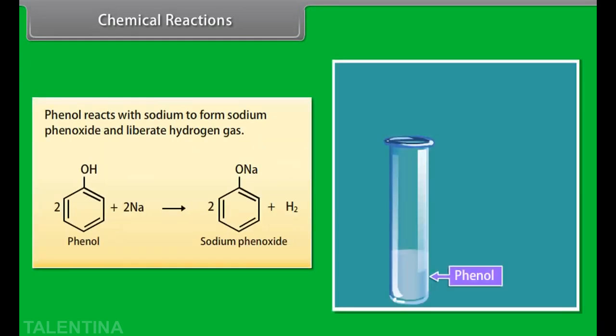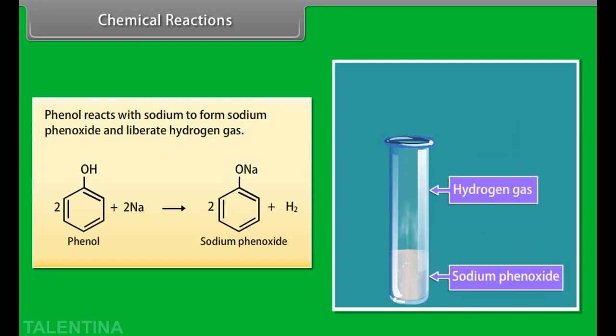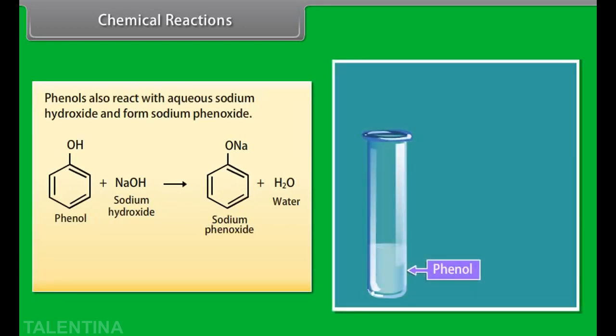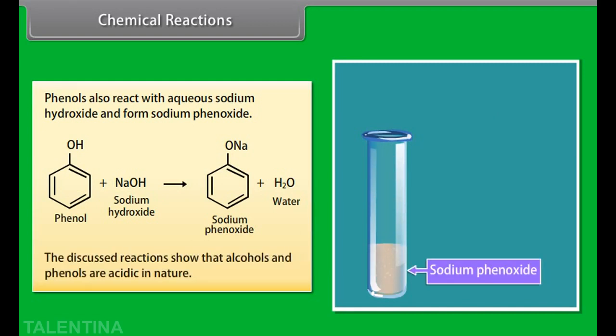Phenol reacts with sodium to form sodium phenoxide and liberate hydrogen gas. Phenols also react with aqueous sodium hydroxide and form sodium phenoxide. The discussed reactions show that alcohols and phenols are acidic in nature.